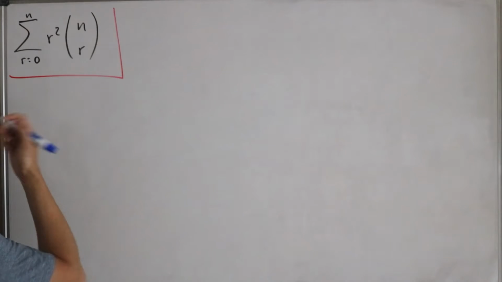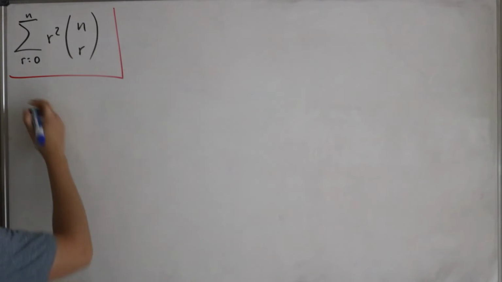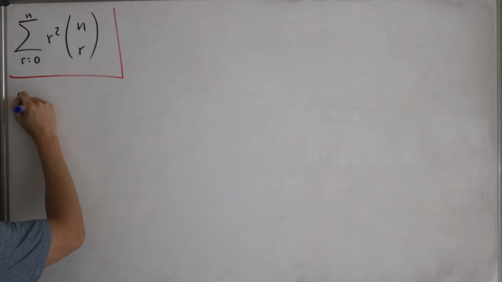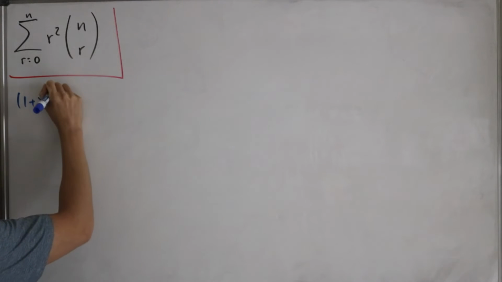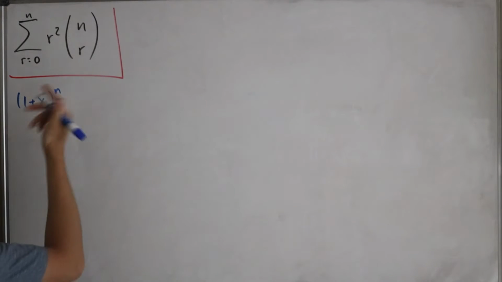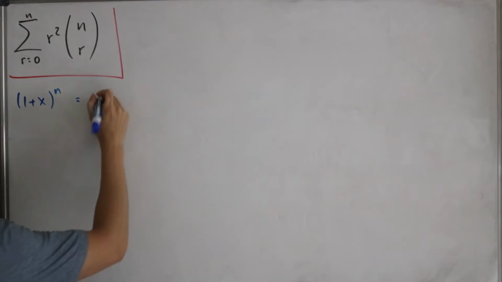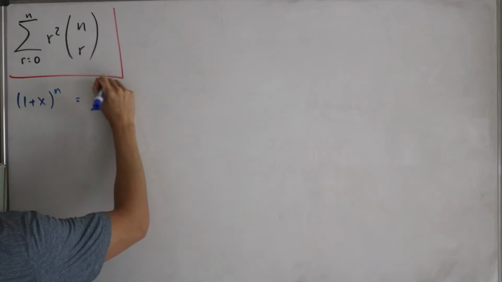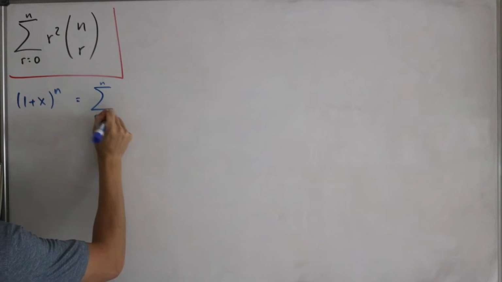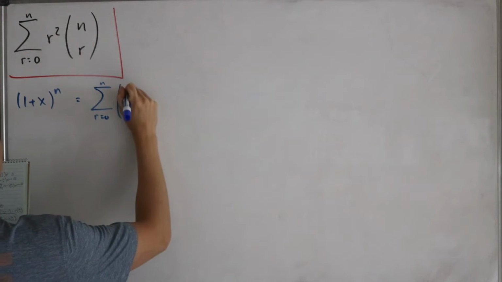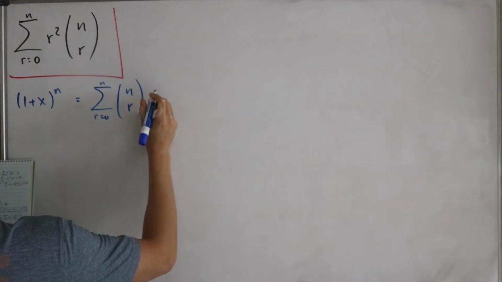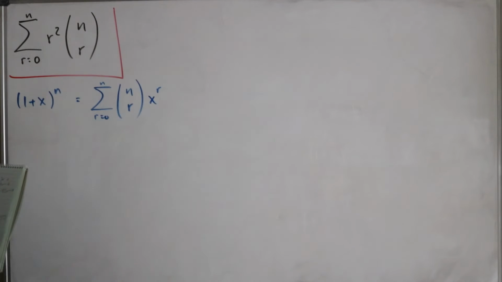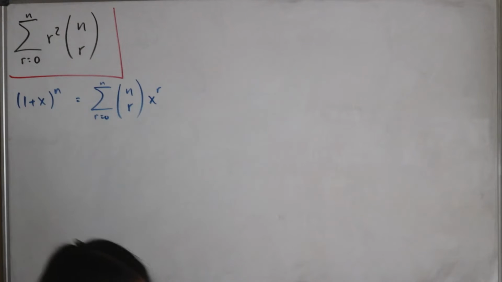So our nice little binomial theorem, specifically in the form of 1 plus x to the power n. If we utilize that binomial theorem, we know that the closed form is the sum from r equals 0 to n of n choose r times x to the power r. Okay, so let me label this as equation number 1.